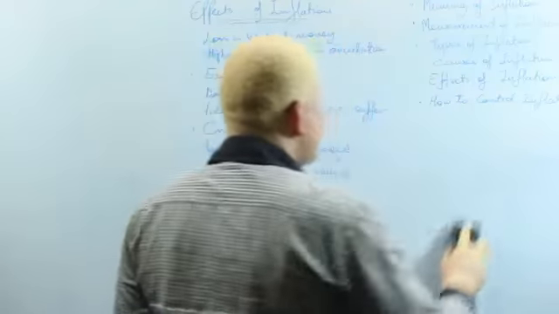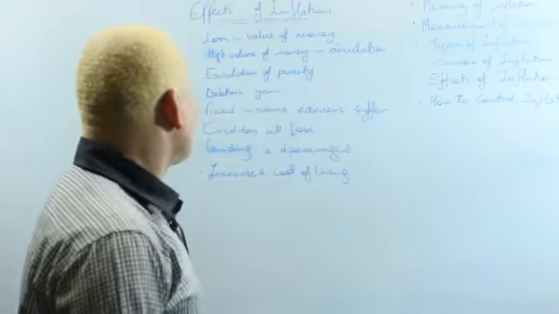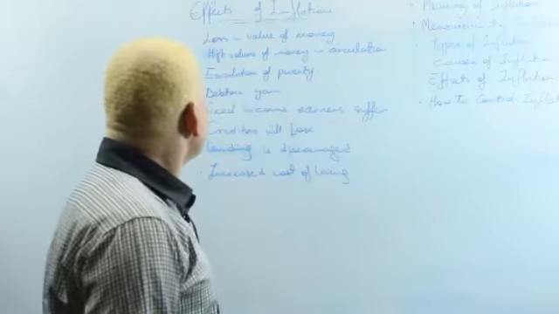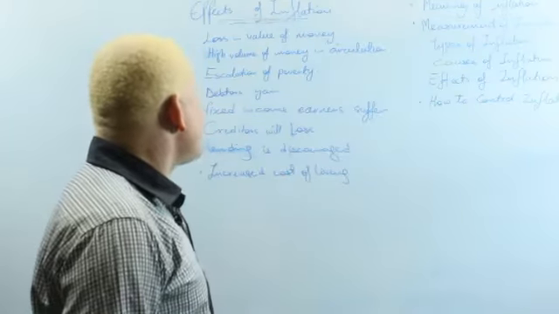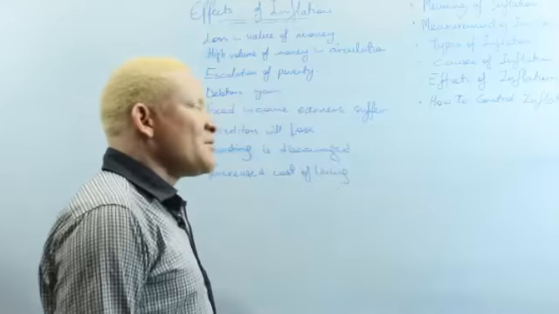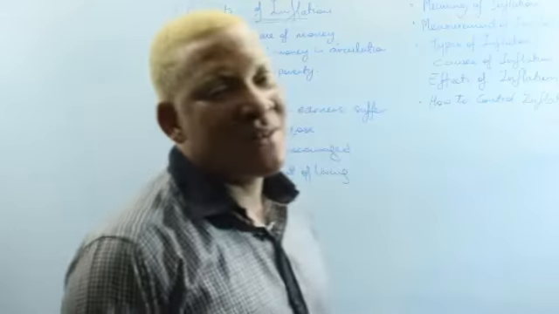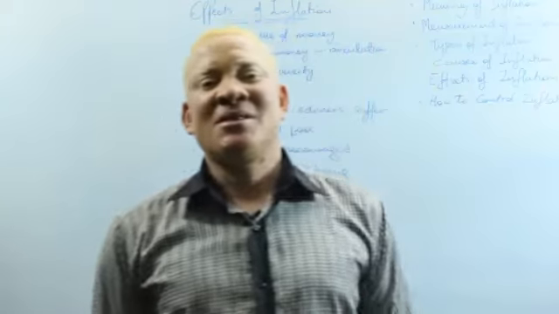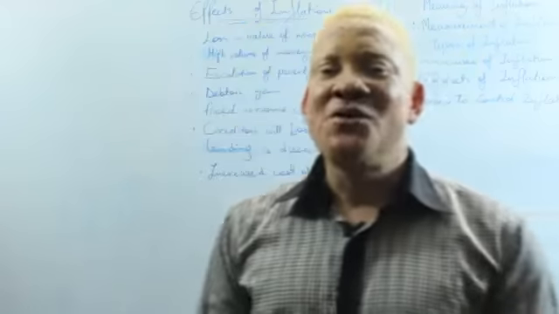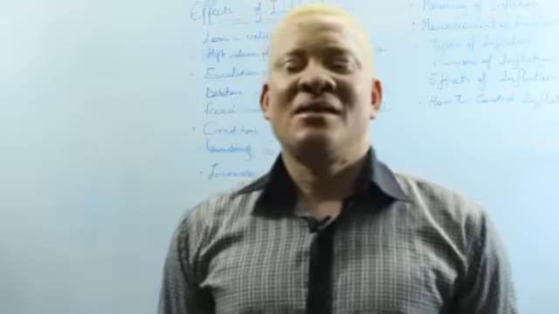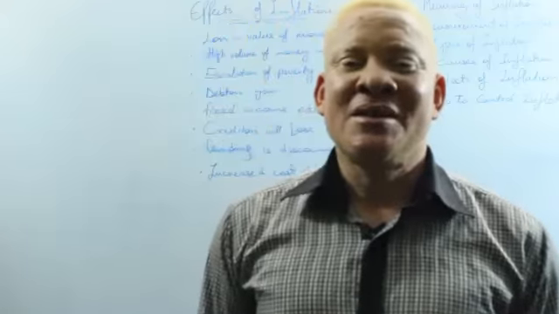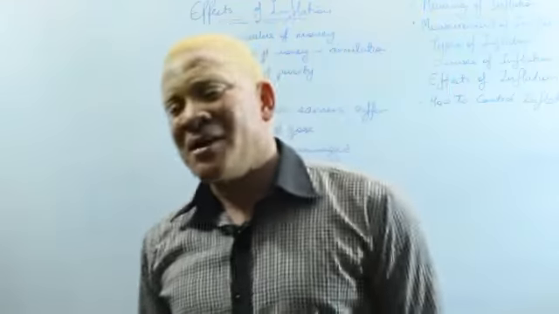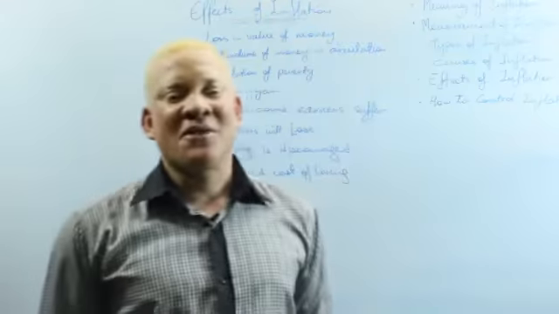Now the next thing, definitely the next one we talk about what? The fixed income earners suffer, because fixed income is fixed. Then what happens is that the higher the price, the higher the cost of living, and the fewer the wants that one can satisfy with the limited or fixed income.